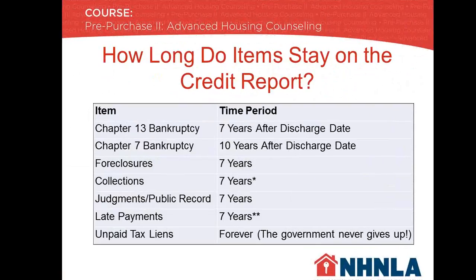So check out this chart to see how long items stay on the credit report. As you see, most items stay on the report for 7 years. A bankruptcy Chapter 7 is considered the more serious of the two, 7 and 13, and so it will stay on the credit report longer, 10 years after the discharge date. And then at the end there you see that they use the word forever for unpaid tax liens or other government liens, and it says the government never gives up. So that's a hard one to shake.